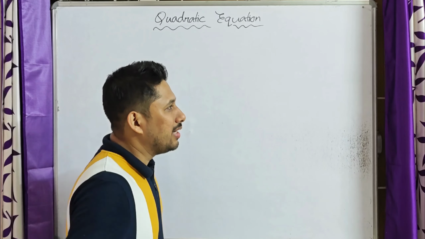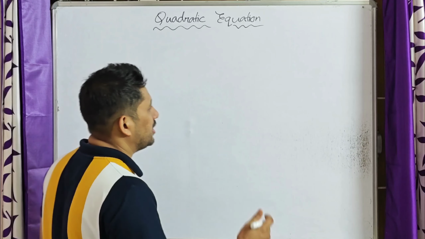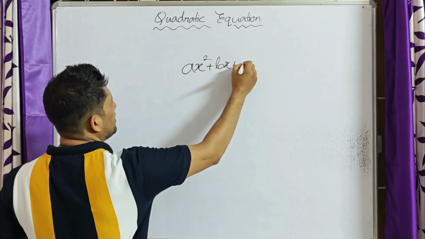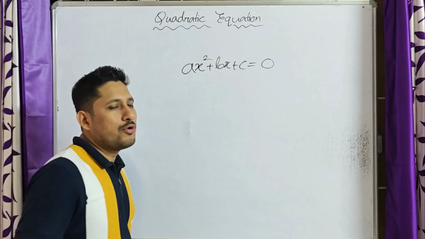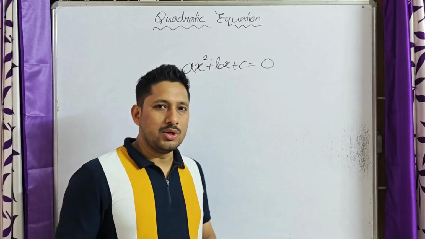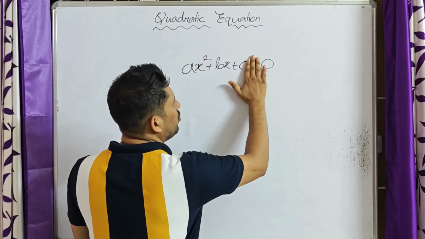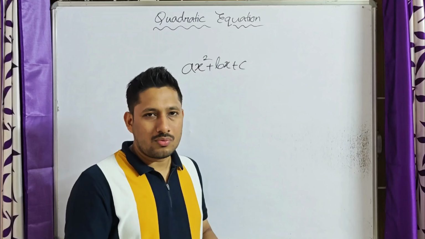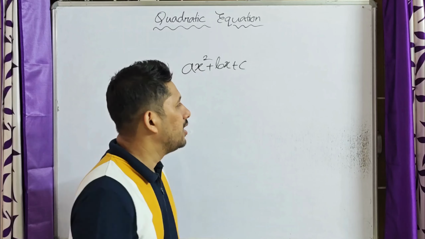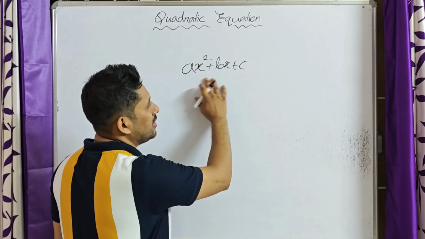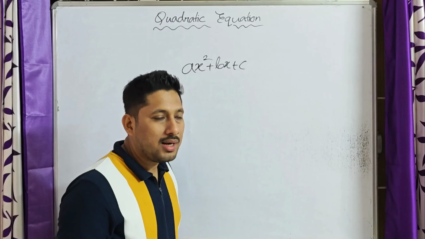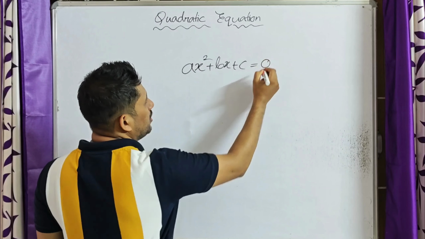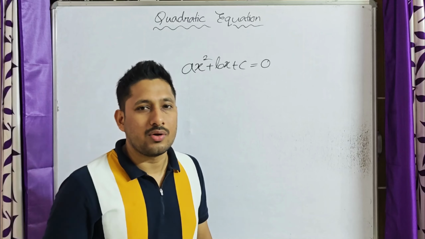Quadratic equations. The standard form of a quadratic equation is ax squared plus bx plus c equal to 0. If you remember, in the chapter polynomial, you get the same thing, but there was no equal to 0 sign. Am I right? That's why it is different from polynomial, but still similar to polynomial. ax squared plus bx plus c is a standard form of a quadratic polynomial, whereas ax squared plus bx plus c equal to 0 is a standard form of a quadratic equation.